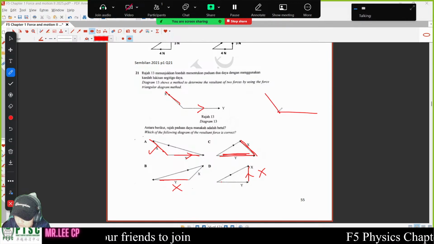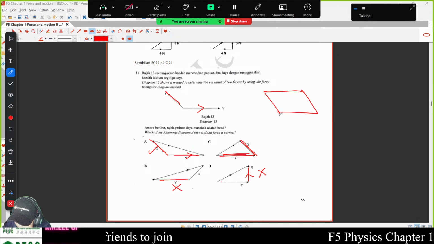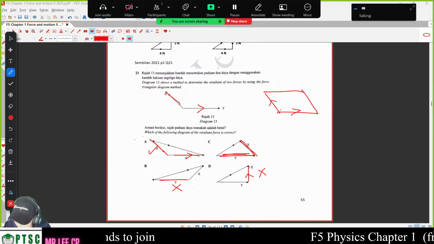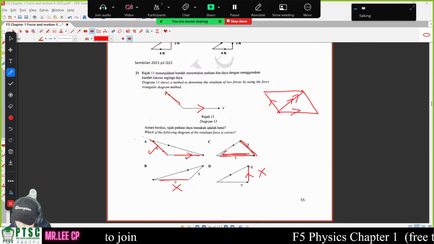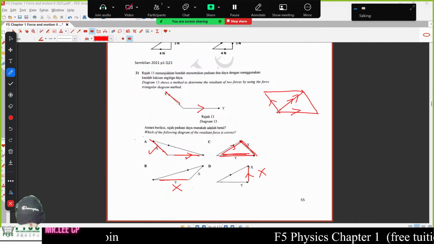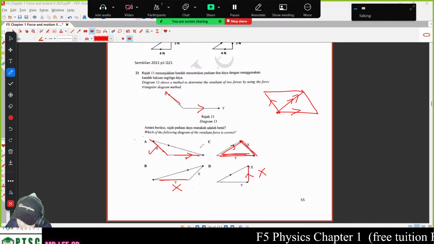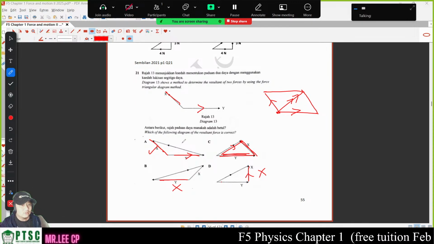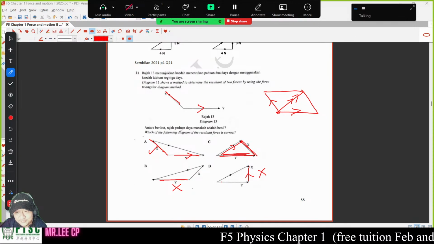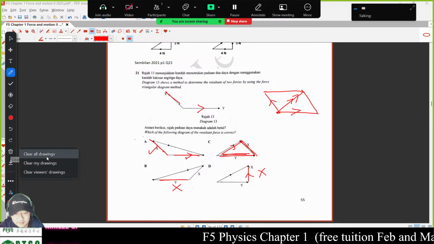When you draw the parallelogram, you see when you pull here, I pull here, it will come to this direction. How can it come from there? Where does this one come from? No way. This one the direction is wrong. So the answer is C.